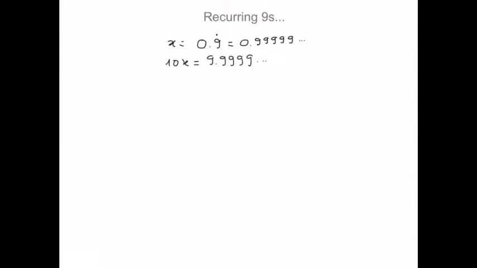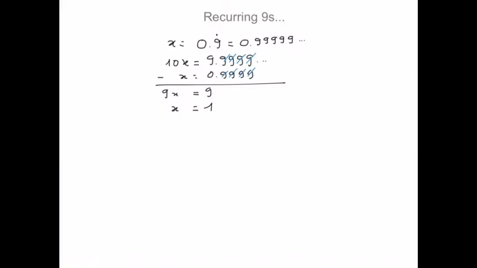We can subtract x from this number, x being 0 point an infinite sequence of 9. And so if we carry out this subtraction, you will see that all these 9s here will cancel out and we will end up with a 9. So we get 9x is equal to 9. And dividing by 9 on both sides will lead us to x equals 1.